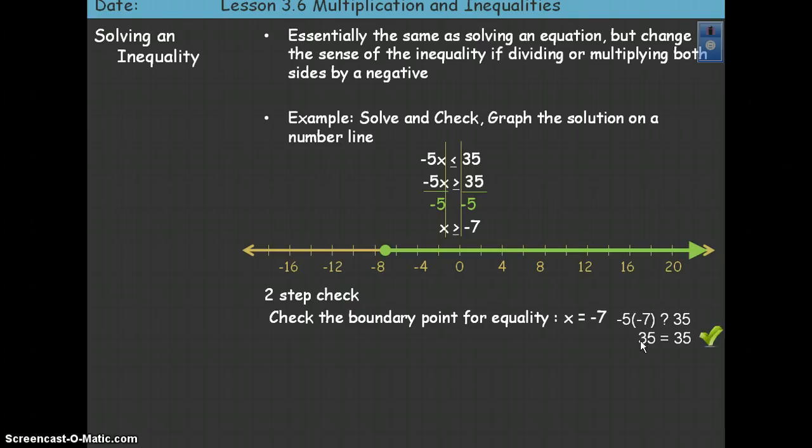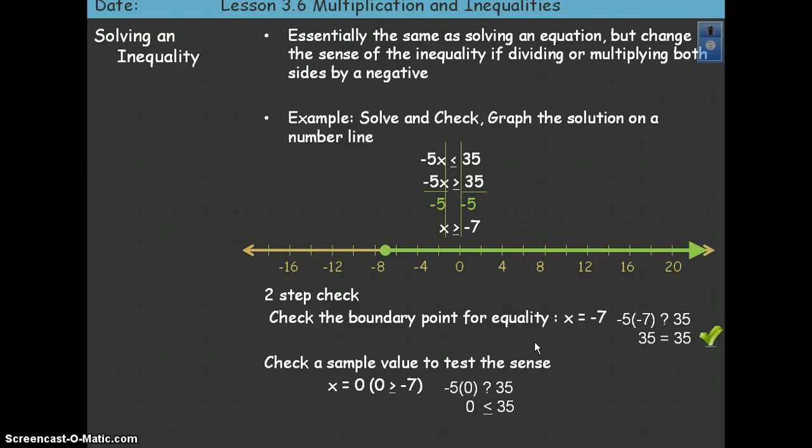I always want to check a sample value to test the sense, to make sure that my inequality symbol is going in the correct direction. Here it says that x is greater than or equal to -7, so I'm going to pick any value that works there. I like to choose 0. It's an easy number to work with. Since 0 is greater than or equal to -7, it will work for my check. Testing out x equals 0, I find out that 0 fits into the original inequality, is less than or equal to 35.